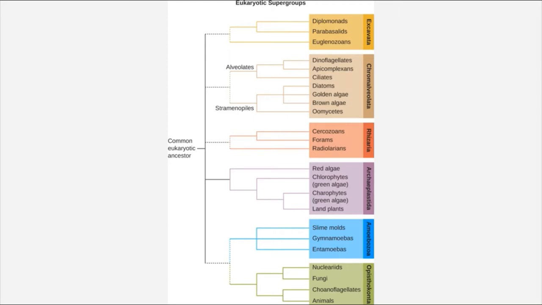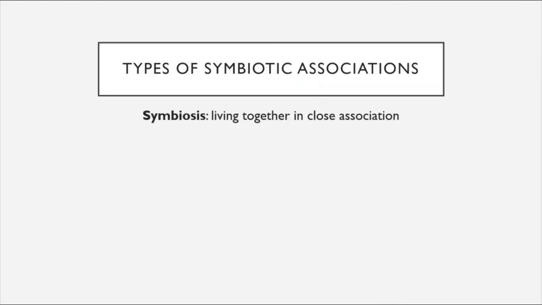We are going to look at the groups Excavata, Chromalveolata, and Amoebozoa. And we're looking at these groups because while most protists, or protozoans, as we'll be specifically looking at, are free-living, some are parasitic and use humans as the host for their parasitism. And these three groups are the ones that include parasites. So on that note, before we go any further, we need to take a moment to discuss symbiotic relationships.